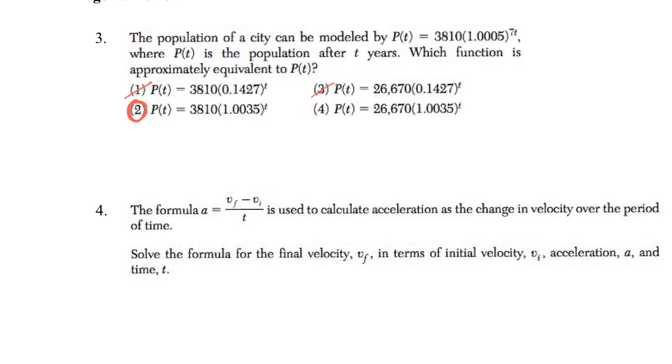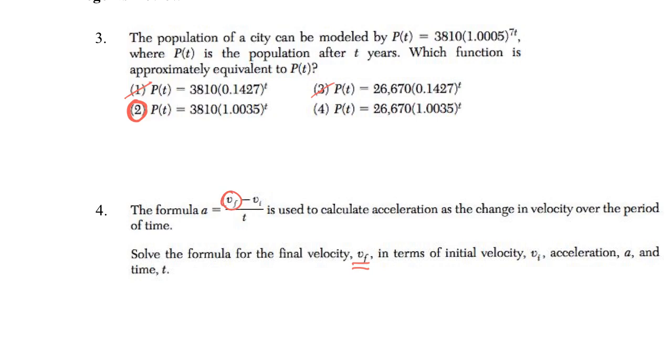All right, last one. The formula A equals V sub f minus V sub I over t is used to calculate acceleration as the change in velocity over the period of time. Solve the formula for the final velocity V sub f. Now, there's a bunch of other gobbledygook here in terms of initial velocity V sub I, acceleration A, and time t. Look, all that means is we are solving for this variable.